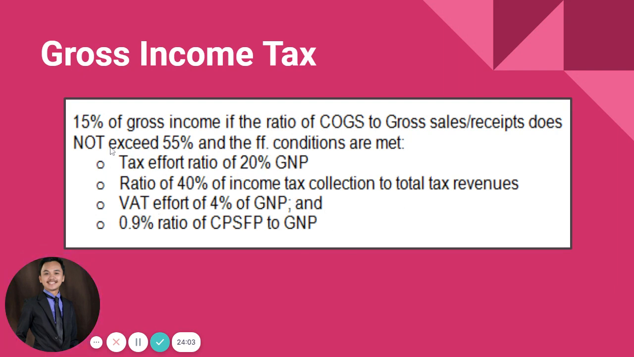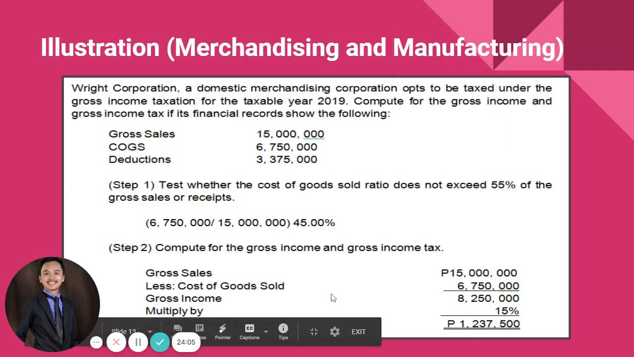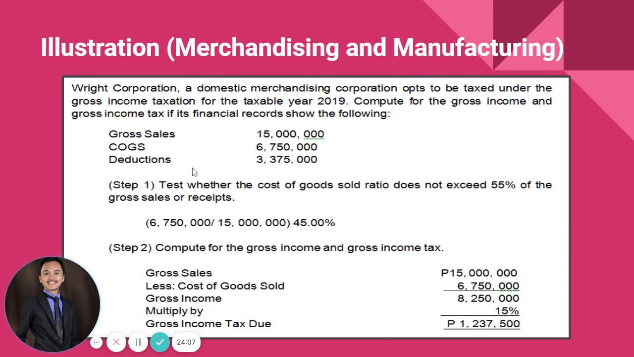So, for example, we have here Right Corporation, a domestic merchandising corporation, which opts to be taxed under the gross income taxation for taxable year 2019. Compute for the gross income and gross income tax if its financial records show the following. It has gross sales of 15 million, cost of goods sold of 6,750,000, and deductions of 3,375,000.